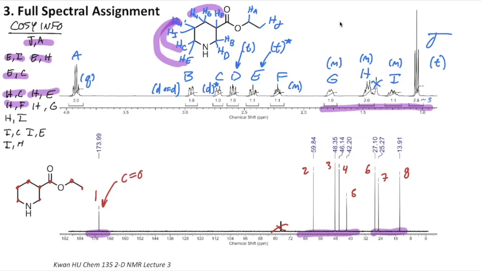This could be two different things. This could be H prime to G as a vicinal coupling. It could also be H to G as a geminal coupling. Either way, we have both. And then H to I, again, same thing there. That could either be a geminal coupling of H prime to I or a vicinal coupling of H to I.